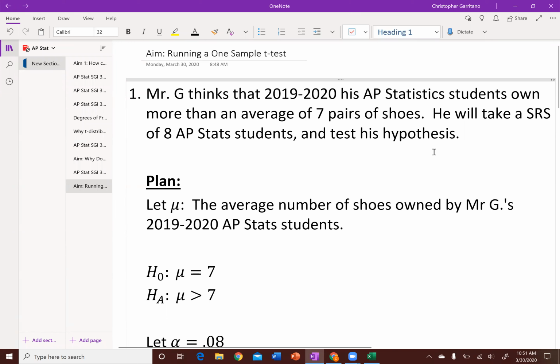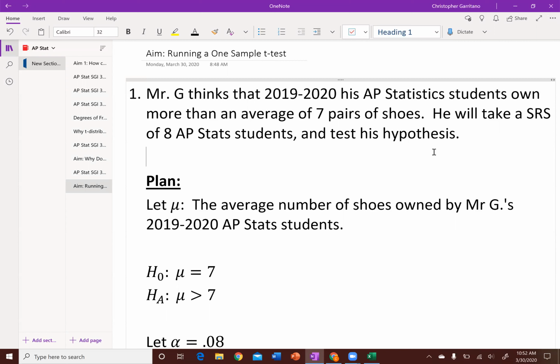So anyway, we're going to discuss today how to run a one-sample t-test. Now, the term one-sample t-test refers to the fact that we're running a hypothesis test involving one sample mean. This is different than a one proportion z-test, which was when we ran a hypothesis test involving one sample proportion.